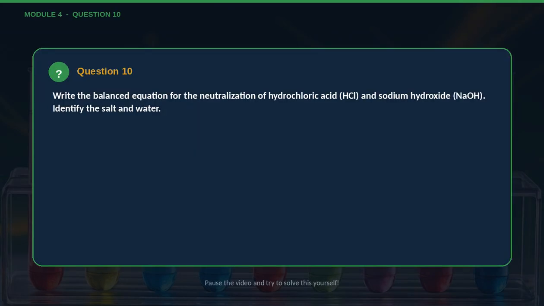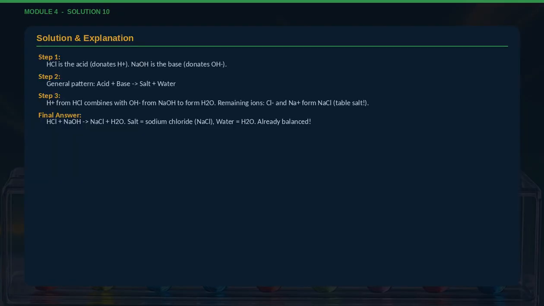Question 10. Write the balanced equation for the neutralization of hydrochloric acid and sodium hydroxide. Identify the salt and water produced. Hydrochloric acid, HCl, donates H+ ions. Sodium hydroxide, NaOH, donates OH- ions.